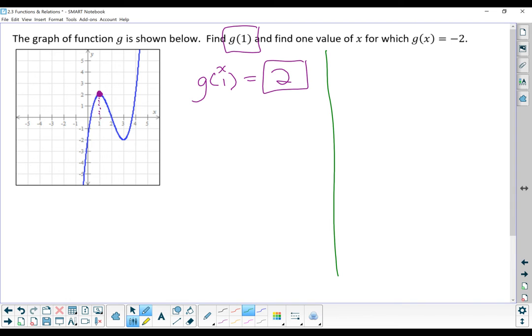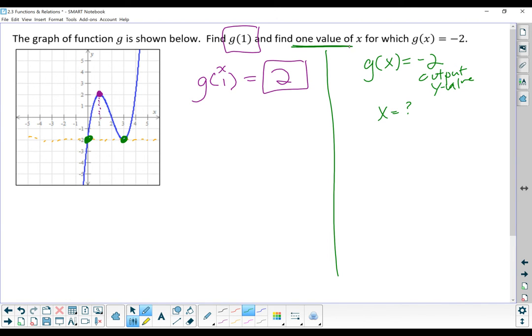For the second part, we know that the function has a height of -2. That's the output or the y value. And our question is, what is the x value? So I'm thinking about where does the function hit that height of -2? Well, it actually hits the height twice, right here and right here.